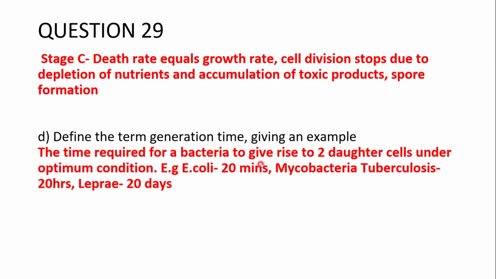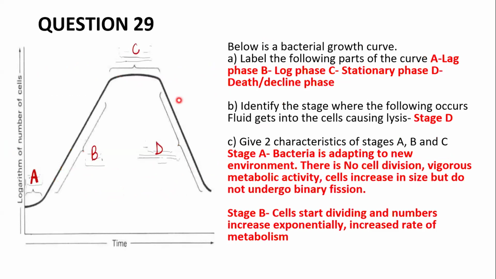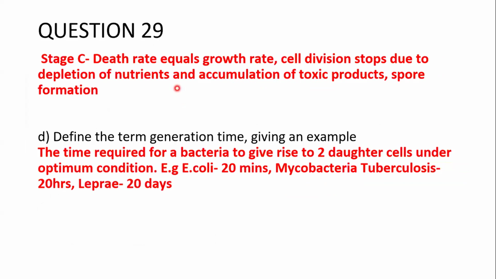Generation time, I was proud that people got this. The time required for a bacteria to give rise to 2 daughter cells under optimum condition. So E. coli, if you are to culture it under optimum condition, it will multiply in 20 minutes. TB will multiply in 20 hours. M. leprae will multiply in 20 days. You see, it's very long for Mycobacterium leprae. So this one, please get to know that. Those are the only things I can test from this diagram.